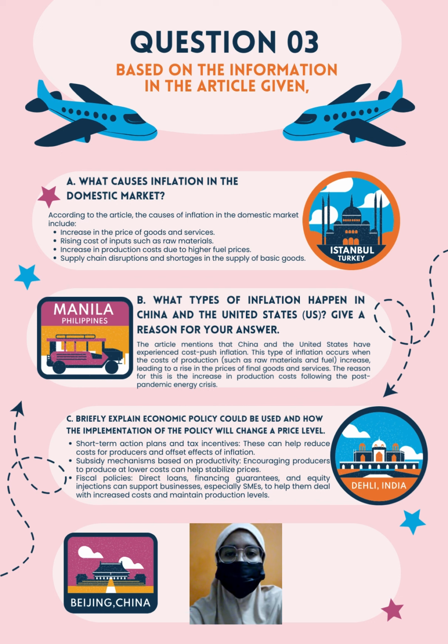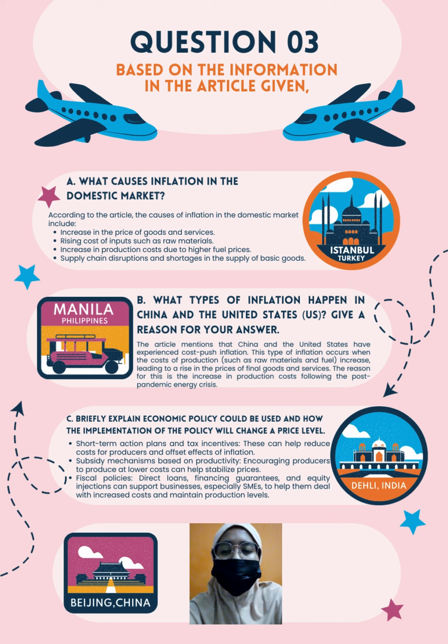I want to present to you question number 3. A. What caused inflation in the domestic market? According to the article, the causes of inflation in the domestic market include: first, an increase in the price of goods and services; second, rising cost of inputs such as raw materials; third, an increase in production cost due to higher fuel price; and fourth, supply chain disruption and shortage in the supply of basic goods.